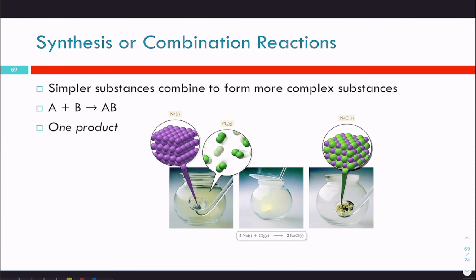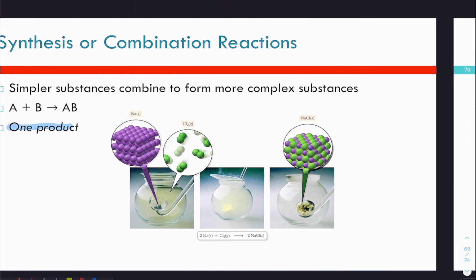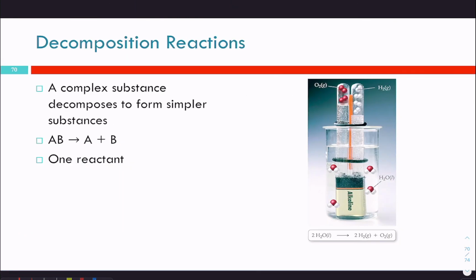So synthesis or combination reactions, again, key here being you're getting a single product. Combining multiple things, getting a single product. Combining chlorine and sodium, for example, to make sodium chloride. Decomposition works in the opposite direction. This is that 9-volt battery reaction I keep talking about. You have one reactant, water, and you're decomposing it into simpler products.